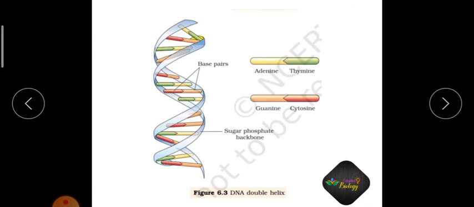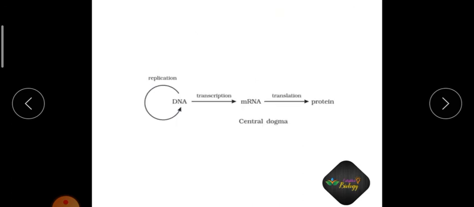So this is a diagram which will help us understand the double helical structure of the DNA. It is a schematic diagram. Schematic diagram means a diagram which resembles the real thing in a very simplified format. Now the next one.